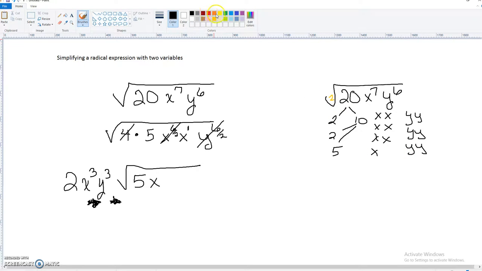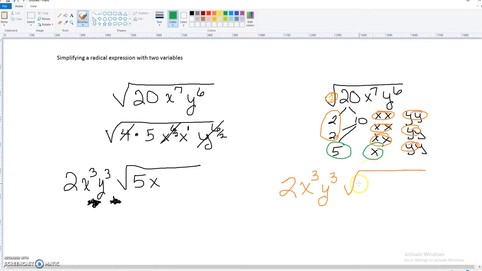Okay, so when we're taking stuff out, ultimately we're doing it by the root. So basically for every group of 2, we're taking 1 out. So here's a group of two 2's, which means we take one 2 out. We've got 1, 2, 3 groups of x's that come out. We've got 1, 2, 3 groups of y's. Put a radical, and what's left, as you can see, is the 5 and the x.